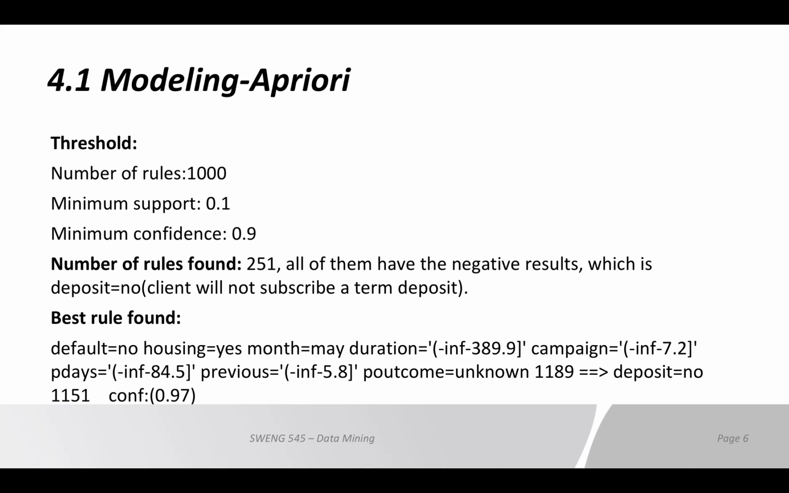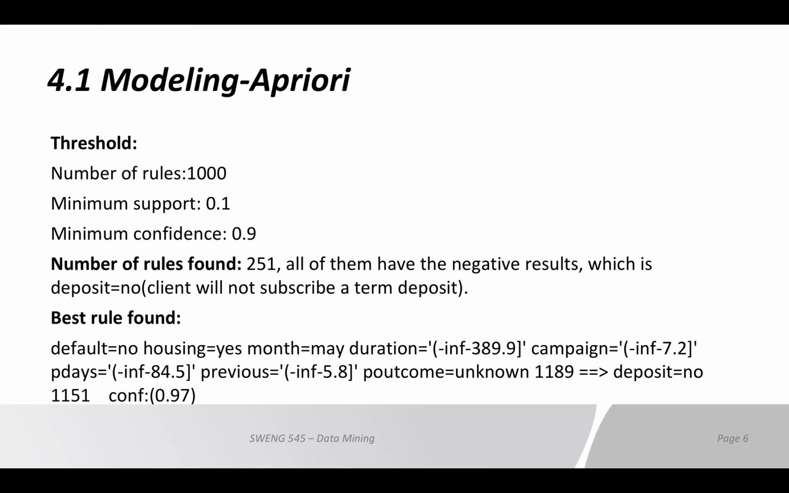So in the modeling part, we use two classification algorithms. One is the association rule algorithm, the other one is a decision tree based on J48. For the first, the association rule algorithm, we generate 1,000 rules with a minimum support of 0.1 and a minimum confidence of 0.9. In the top 10 rules, the confidence is 0.97 to two decimals.